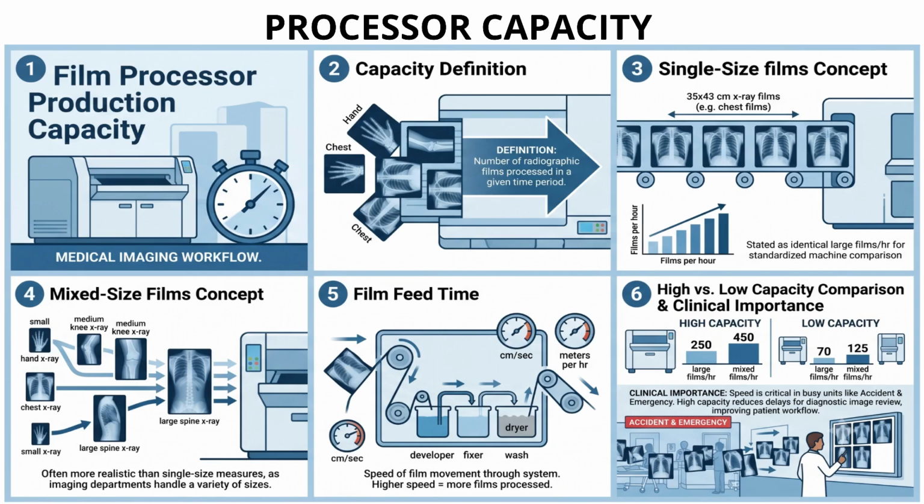Third, capacity may be described using film feed time, which is the speed at which a film travels through the processor. This is usually measured in centimeters per second or meters per hour and reflects how fast the system operates. Manufacturers also provide the total processing time for a single film, such as 90 seconds. This includes all stages: development, fixing, washing, and drying.